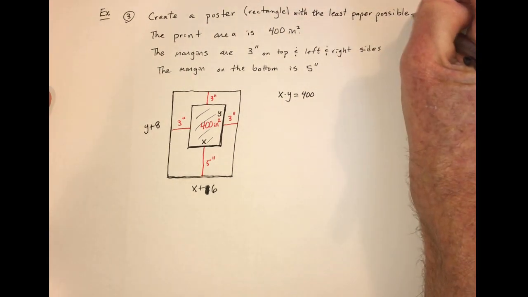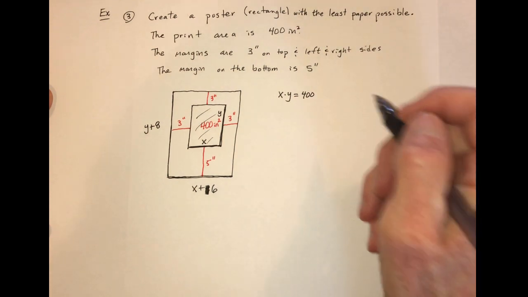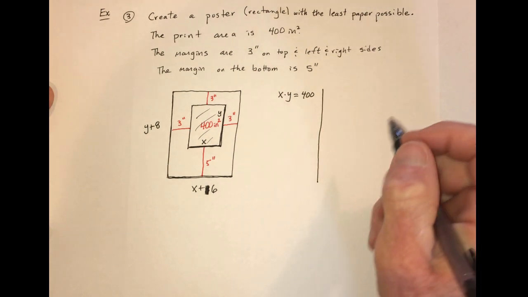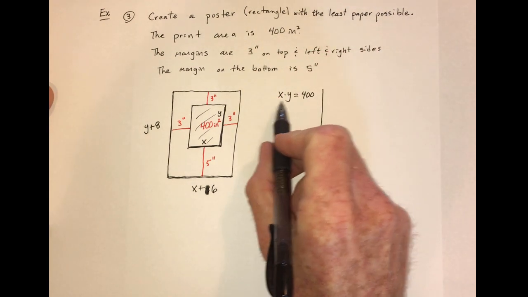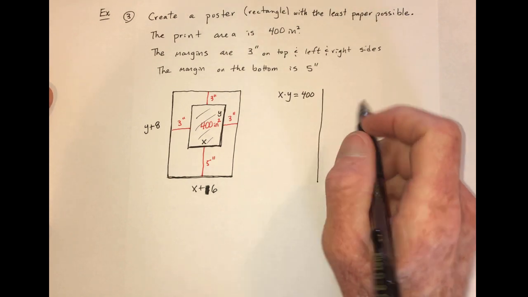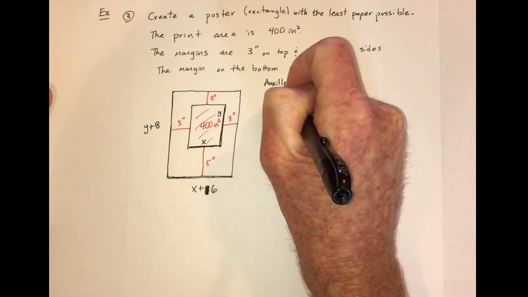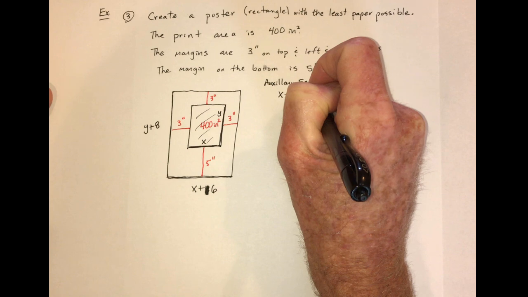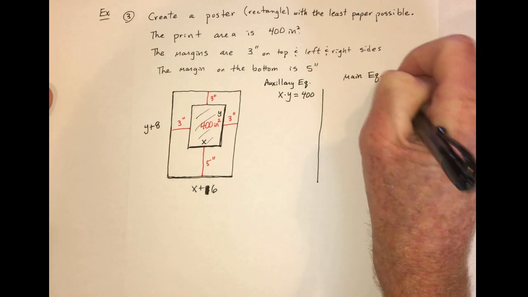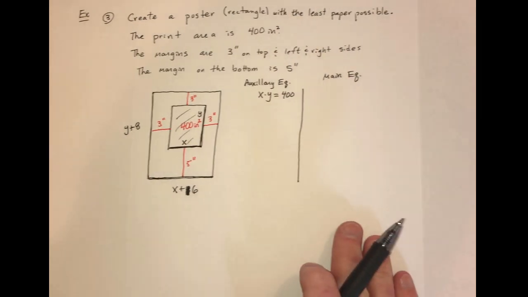So save paper. One equation we have is this. Now the amount of paper. I'm going to separate them. This one right here, we're going to be doing algebra with. And with our main equation, we're going to be doing calculus. This is sometimes called the auxiliary equation, and this is the main equation. With the auxiliary, we'll do algebra. With the main equation, we'll do calculus.